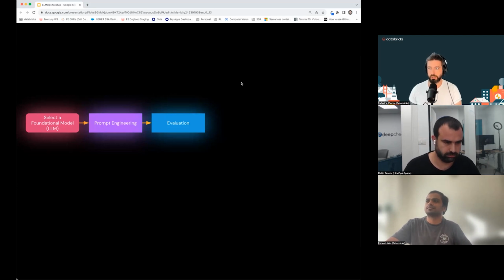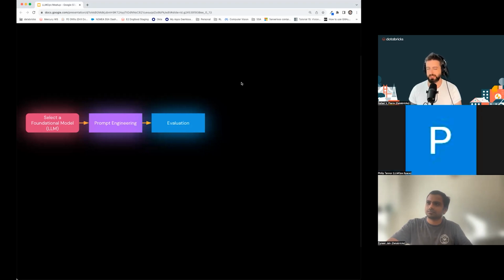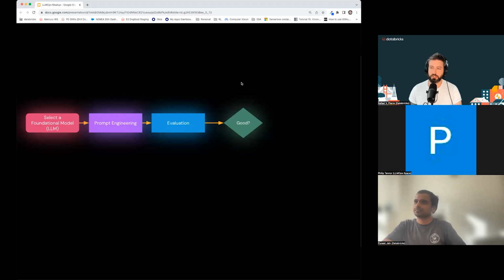The next natural step is evaluation. We want to find out, okay, is there any better way to ask these questions? Are these questions good enough? Can these answers still be improved? And part of the evaluation is basically reaching the conclusion: are the results that we achieved after doing prompt engineering good enough for my use case?